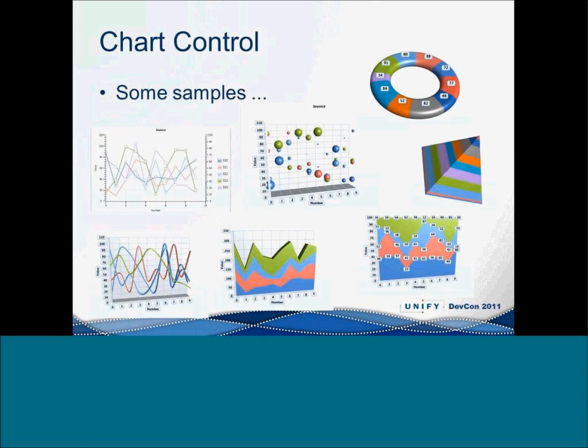Here are a few samples, a few screenshots, of what's possible with the Team Developer charting control. We have some lines with a different axis, so you can share an axis, or you can have a different axis for each line, the same for splines or for bubbles. So you can give more information inside a 3D bubble, like I want to have the volume of a special product, I want to have special colors, and so on.